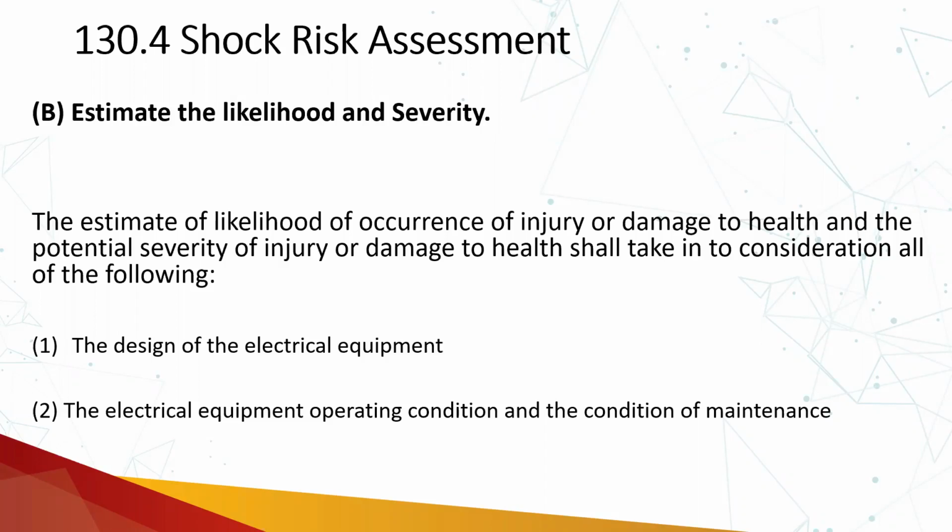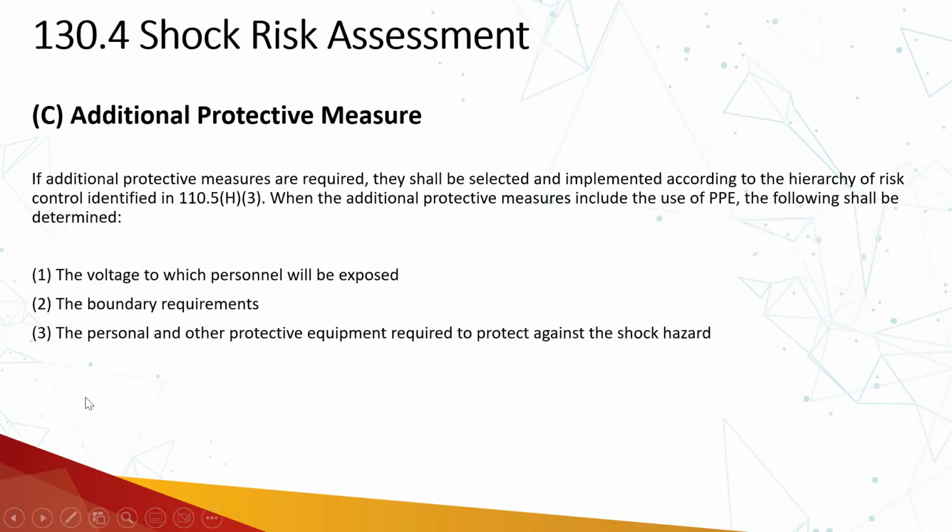Another thing is related to the electrical equipment operating condition and the condition of the maintenance: whether that equipment has been maintained over a period of time and what its current condition is. The poorer the condition, the higher the chances of electric shock. Then it talks about some additional protective measures required: the voltage to which the person will be exposed, the boundary requirement, the limited approach boundary and the restricted approach boundary, and the personal protective equipment required.